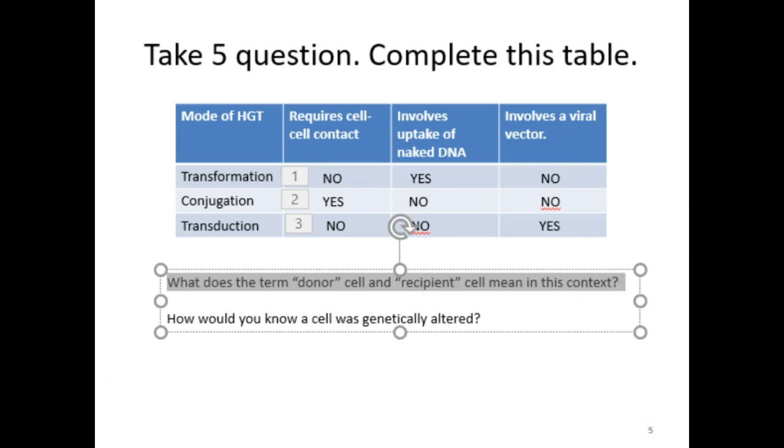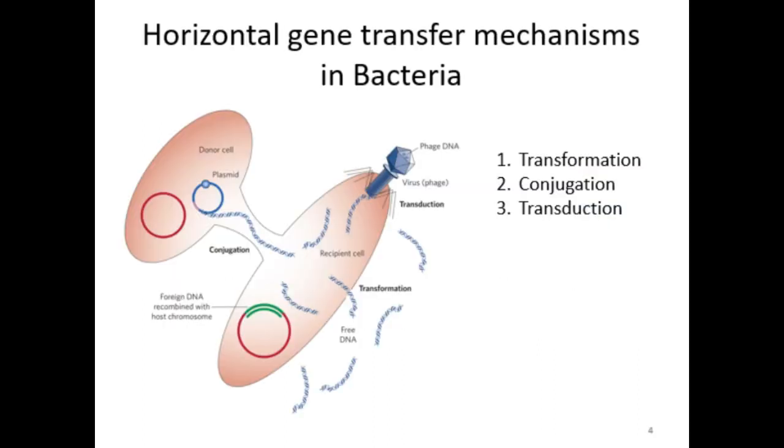The donor cell is the cell that is donating the DNA. It is transferring DNA from itself to another cell. The other cell that is accepting the DNA is referred to as the recipient cell. So back to these three modes of horizontal gene transfer. In the case of transformation, the donor cell is the one that died and released this naked DNA into the environment. And the recipient cell is the one that is being transformed and taking that DNA up from the environment.